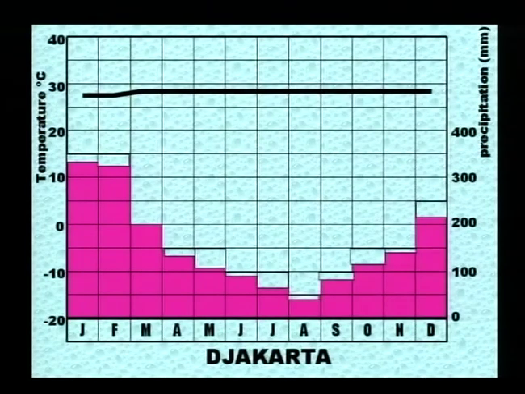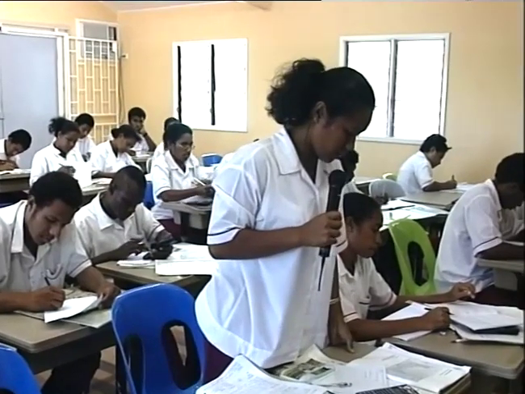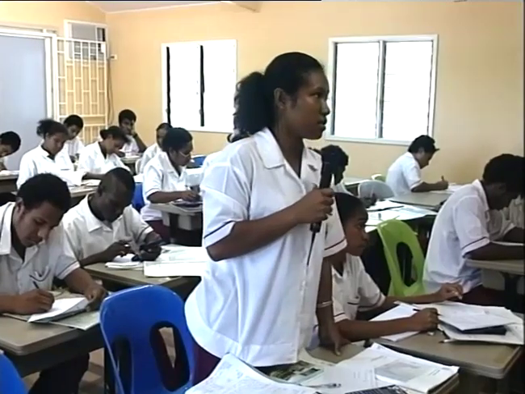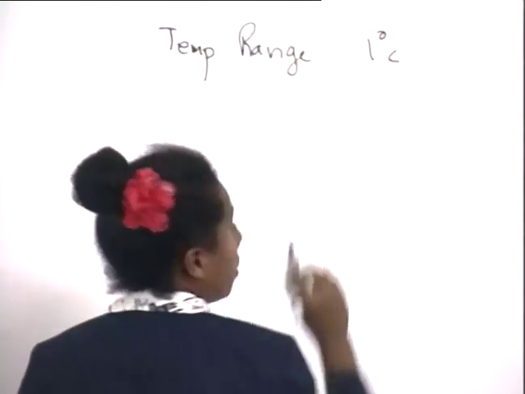Okay, we need to look at the answers to those 4 questions. Catherine, what is the annual temperature range according to our information on the climograph? The annual temperature range is 1 degree Celsius. Okay, good. That's the correct answer. Temperature range is 1 degree Celsius.